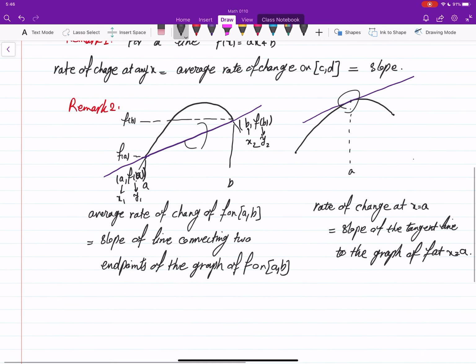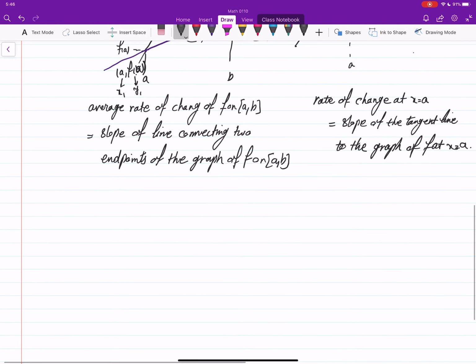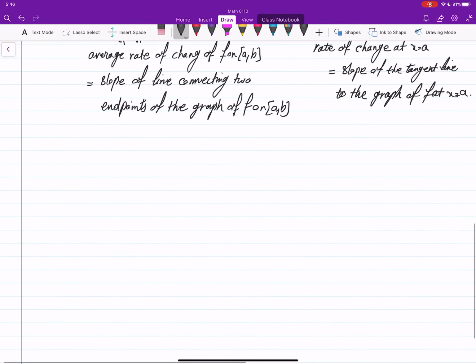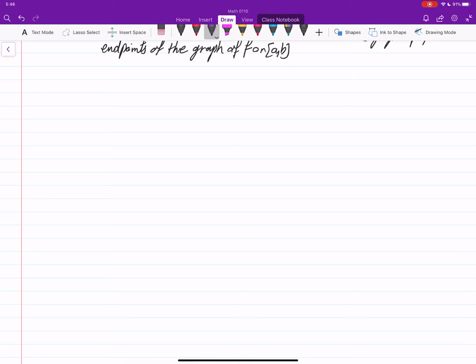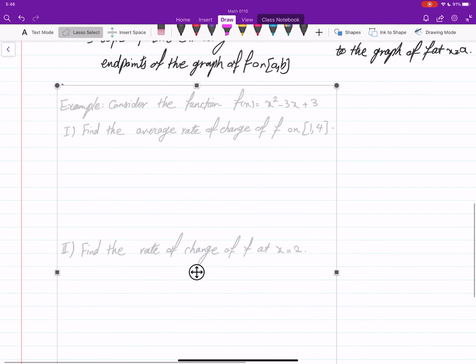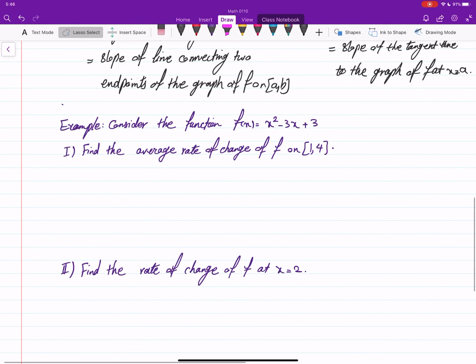Okay, so the notions are there. For the average rate of change we have an interval. For the instantaneous rate of change we need a point, and differentiation will give us everything. So let's do some examples I have prepared.